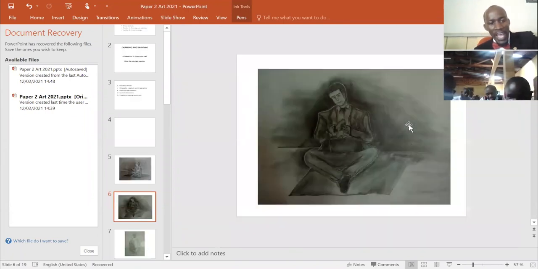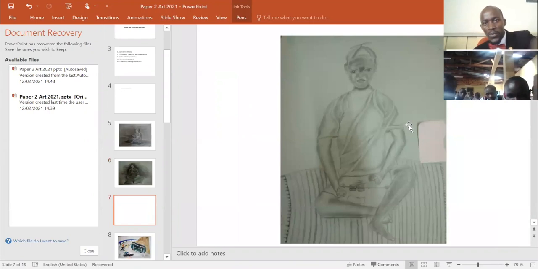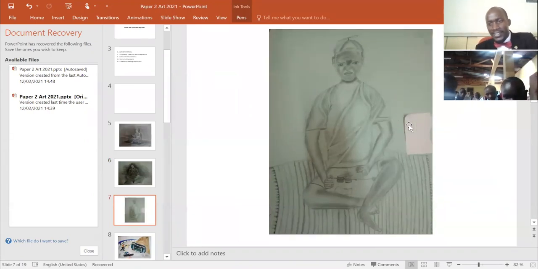That. Then we have another. We look at that. Huyu mkimwangalia, he's not deeply absorbed in what he's doing. So that candidate, in terms of capturing the interpretation of the question, is not getting the correct interpretation.